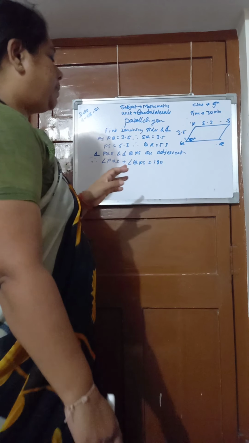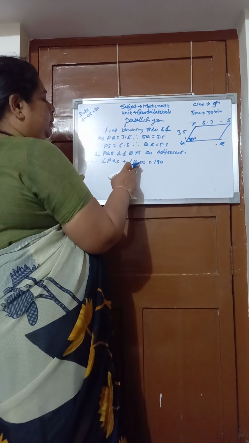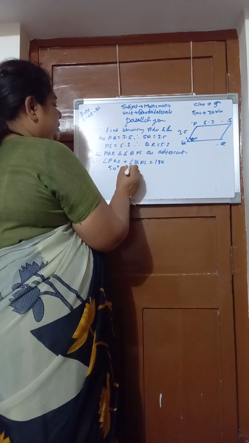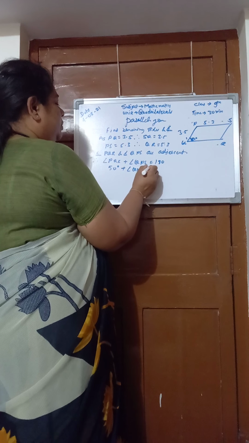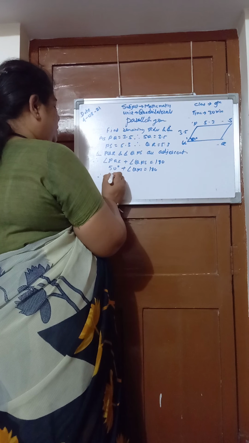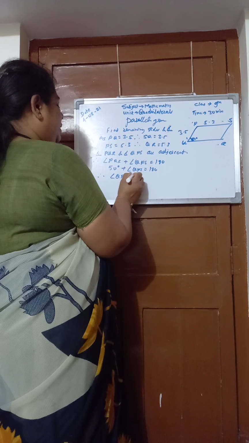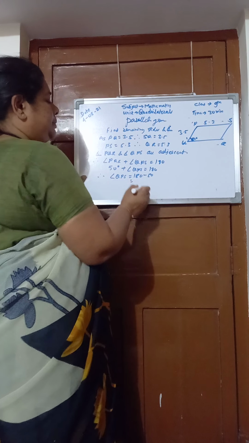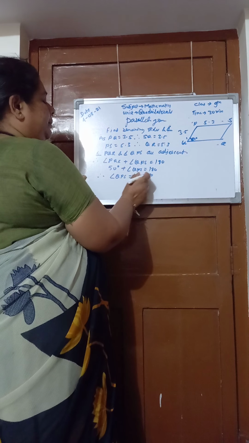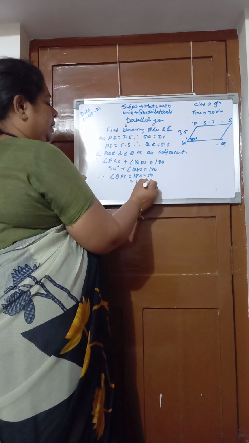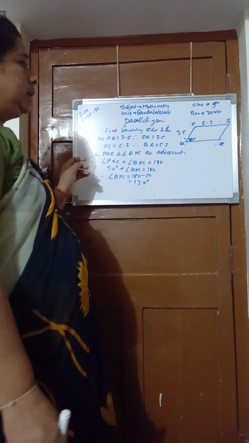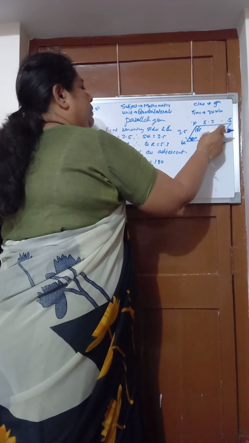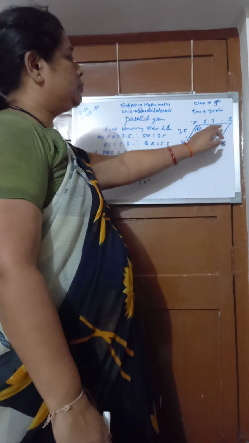It is the property. PQR equal to, what is given here? PQR equal to 50 degree plus angle QPS equal to 180. Therefore, angle QPS equal to 180 minus 50, that is 130 degree. Got it? Now calculate the measure of these two angles.